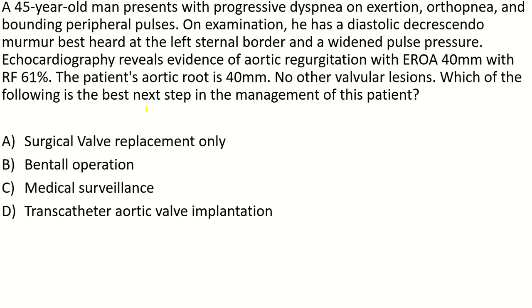His echocardiography reveals evidence of aortic regurgitation with EROA, which is the effective regurgitant orifice area, of 40 with regurgitant fraction of 61. The patient's aortic root is 40 mm and no other valvular lesions. The question asks which of the following is the best next step in the management of this patient. Before answering this question, let's review the aortic regurgitation guidelines.